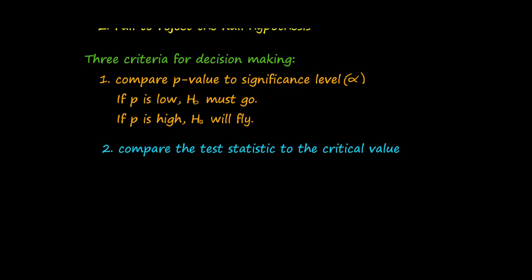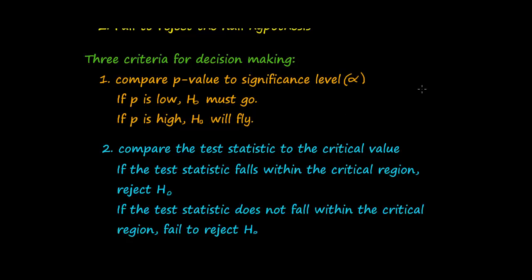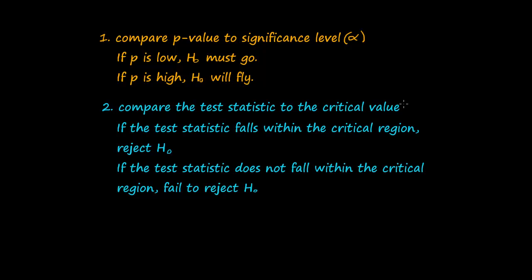The second criteria is what's called the traditional method, where we compare the test statistic to the critical value. If the test statistic falls within the critical region, we reject the null hypothesis. If the test statistic does not fall within the critical region, we fail to reject the null hypothesis.